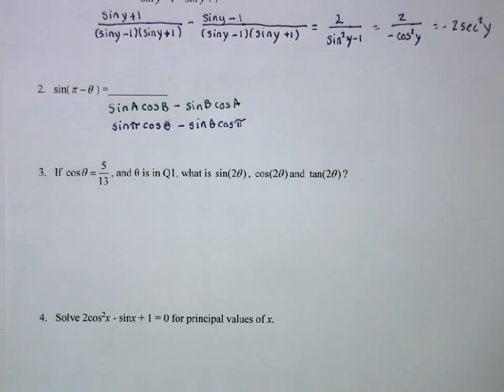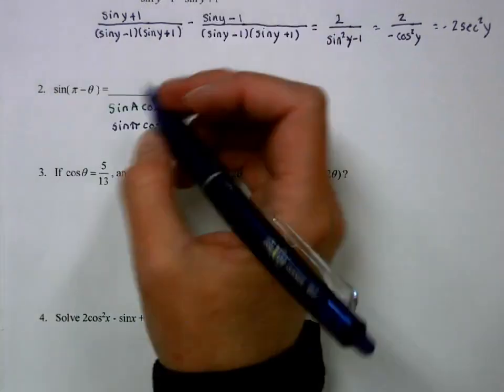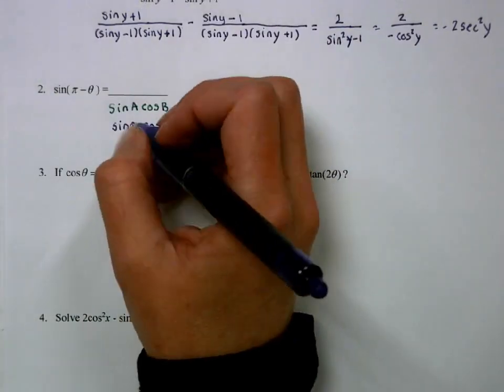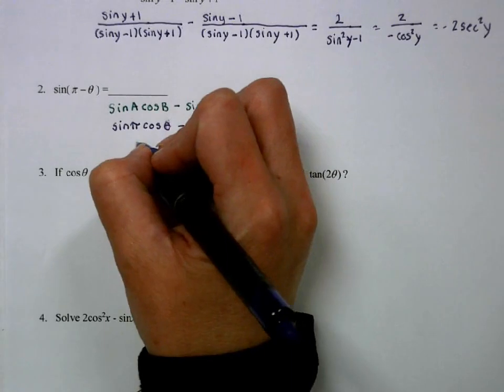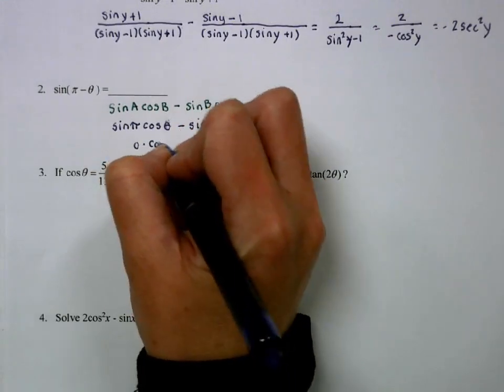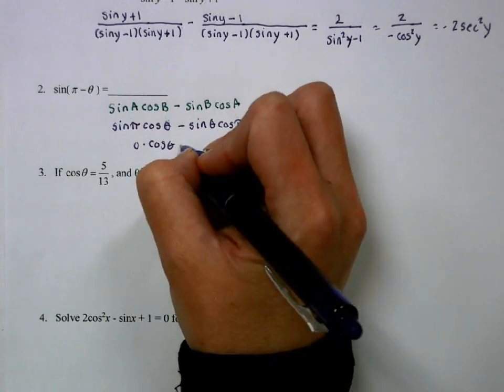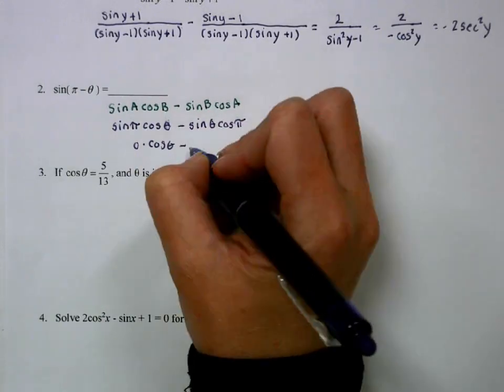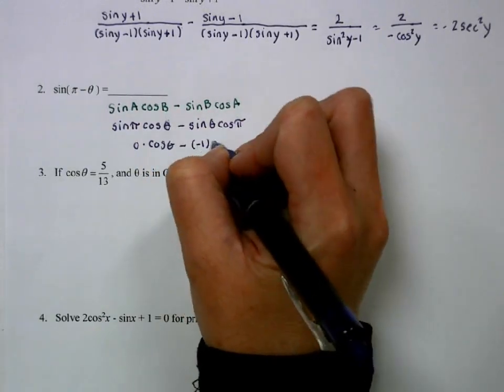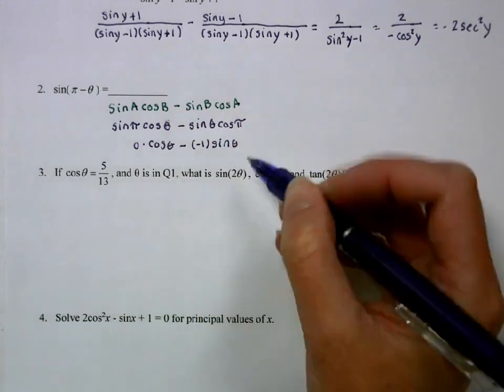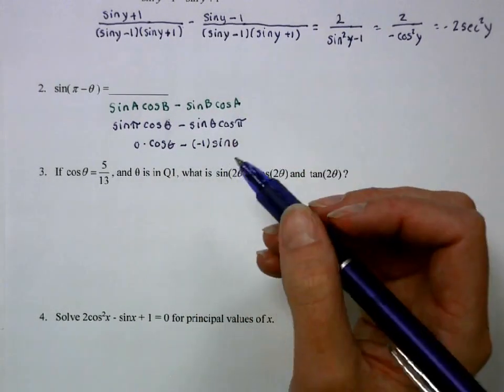So we get that. Then you're going to want to use your unit circle to evaluate those two pi's. So sine of pi, the y value here is 0. The x value there is -1. So out of all of this, the negative makes this a positive, so this is equal to sine of theta.